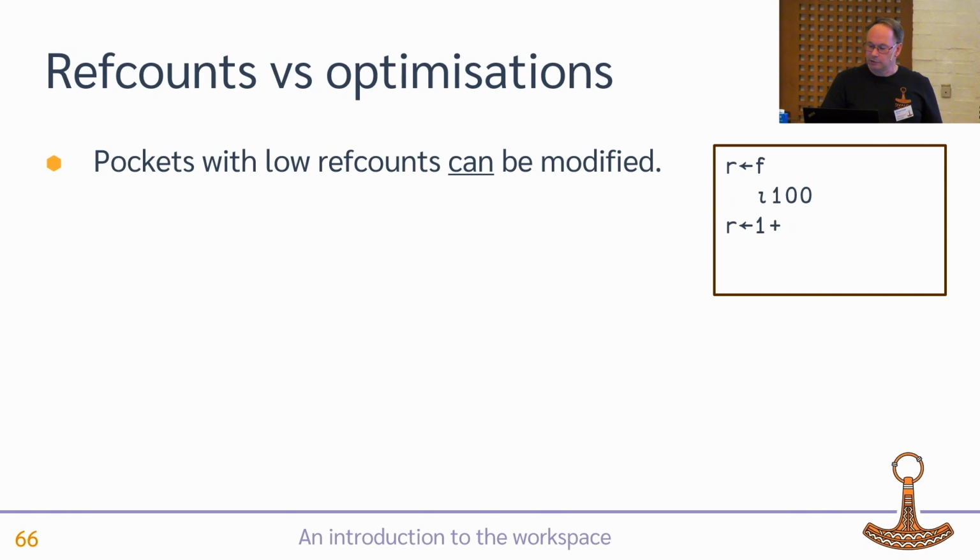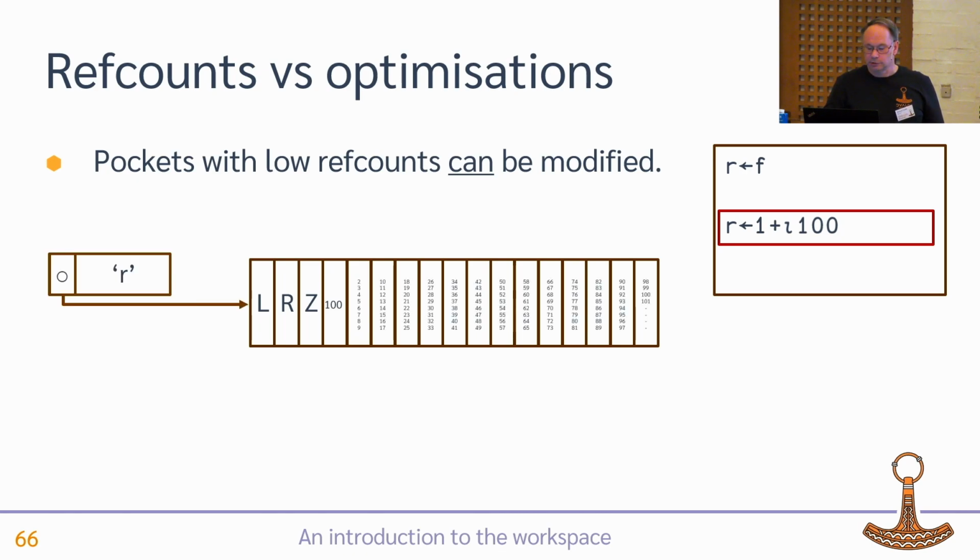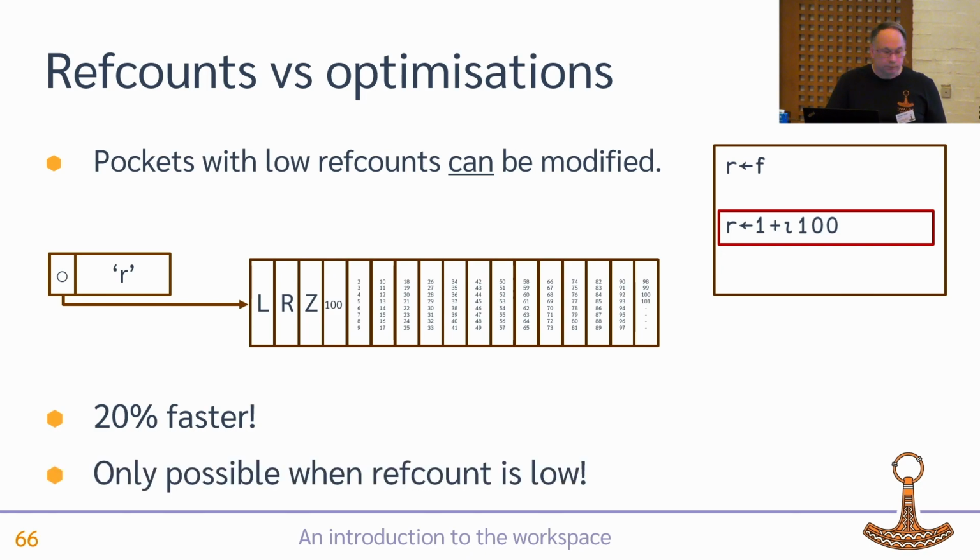But if we had this code instead, we could create the IO to 100 pocket, but the only thing that's referencing it is in the middle of this expression. We can update that in situ. So we can change that value, and the symbol R can point to it without having to create a second pocket. In this case, I did some timing, and that happened to be 20% faster. It obviously varies on what you're doing. But as I say, you've got to have a low reference count to be able to do that.